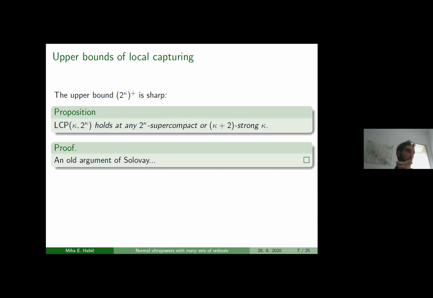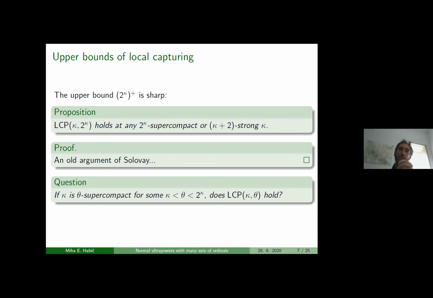All right, so this is quite interesting. We get direct implications from sufficiently large cardinals to this local capturing property. I have a little question here that I don't know how to answer, but I think is quite interesting. In the proof that I didn't show you, you can deduce LCP(kappa, 2^kappa) from 2^kappa supercompactness. In the argument, it really seems necessary that we have full 2^kappa supercompactness to get anything at all in terms of local capturing.